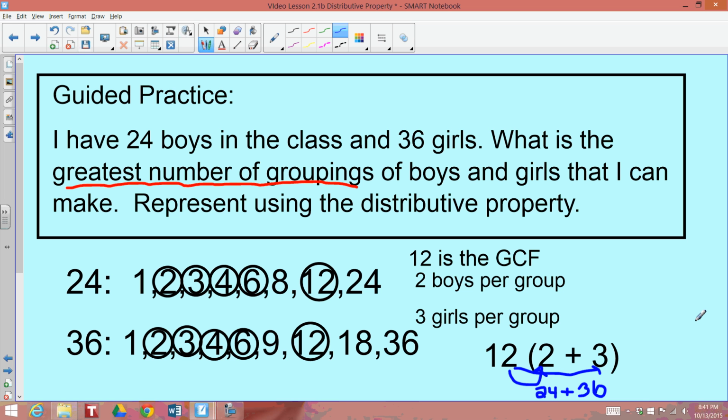And we can also work backwards. I can give you 24 plus 36, and you can find the greatest common factor, and we can go back and forth. But it would always equal 60 students. There's just lots of ways to write out groupings.